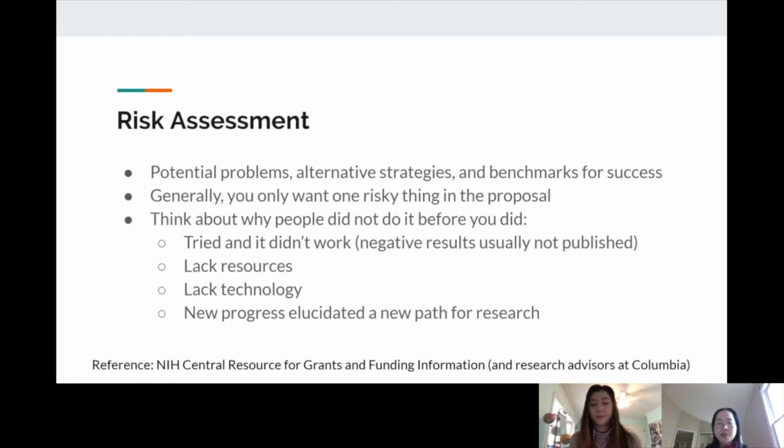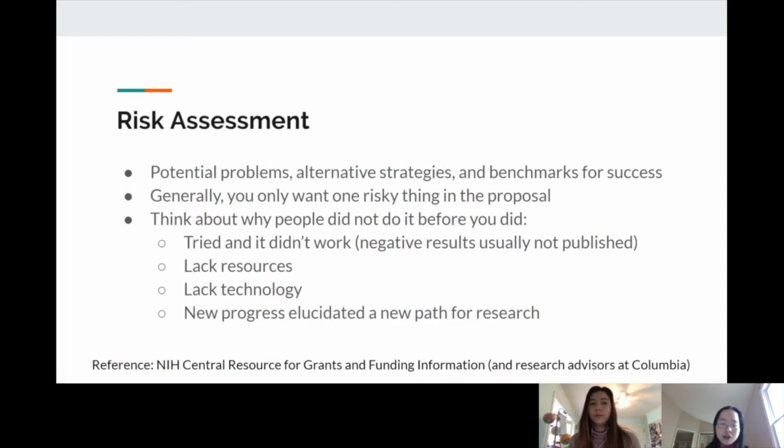And part of this risk assessment involves thinking about why people did not do it before you did. So one of my advisors had mentioned that whenever you come up with a scientific idea, you can pretty much assume that 10 people have already thought of your idea before you. So then the question is, why didn't they already do this? There are a couple of possibilities, and I summarize them pretty generally here.